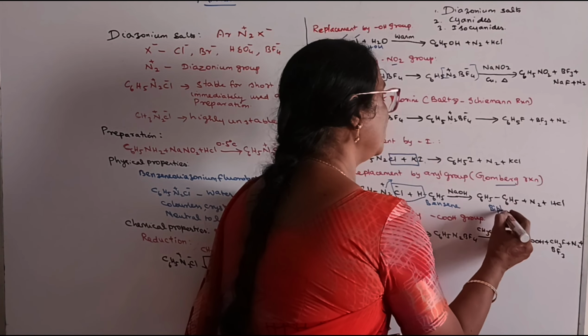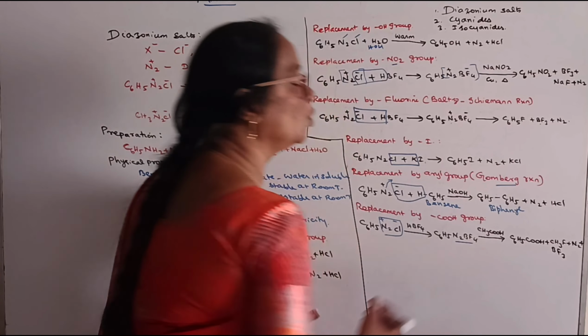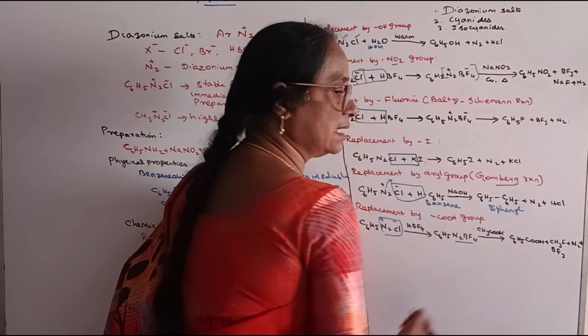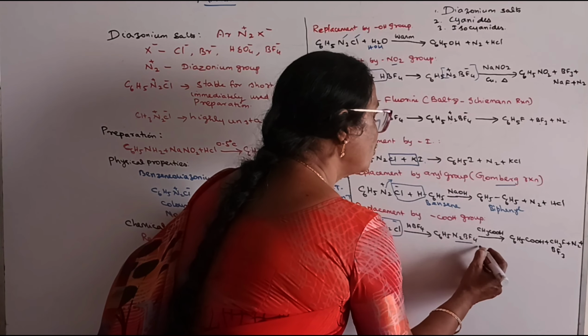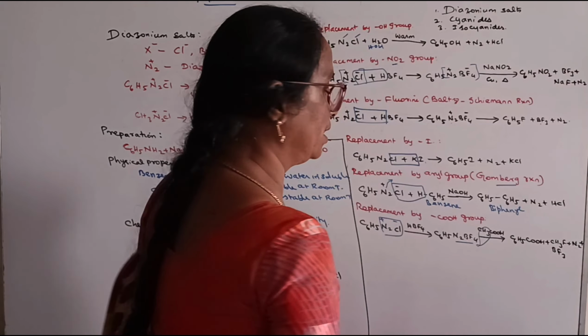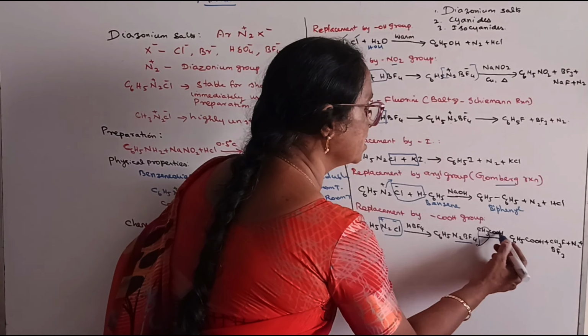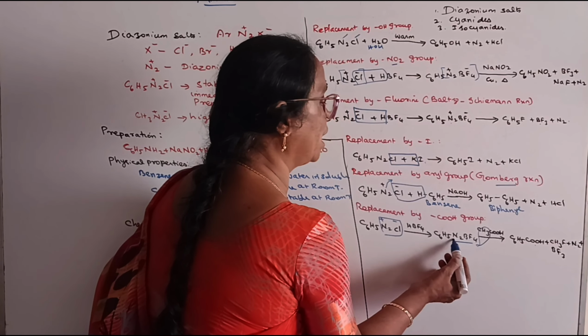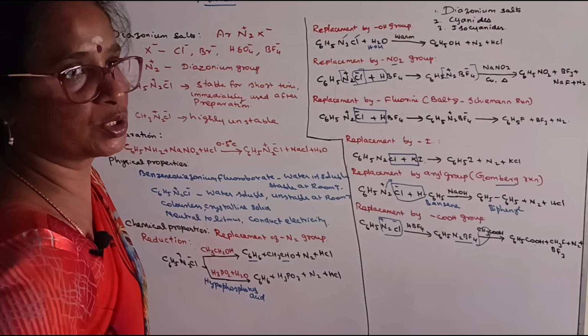The next reaction is replacement by the carboxyl group, COOH. That is done by first converting the diazonium chloride into diazonium fluoroborate, followed by treatment with ethanoic acid, that is acetic acid. One of the fluorines with the methyl group is left as fluoromethane. So C6H5COOH, benzoic acid, is formed. In addition, BF3 and nitrogen are produced.